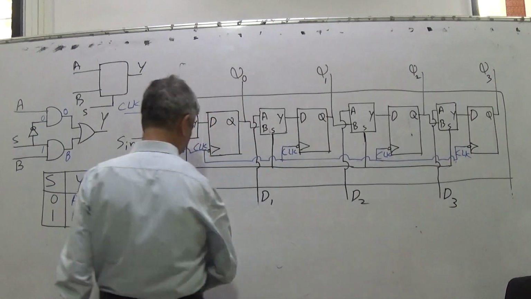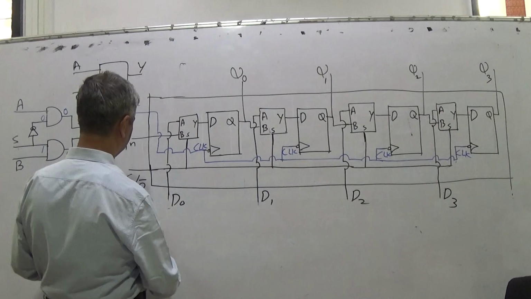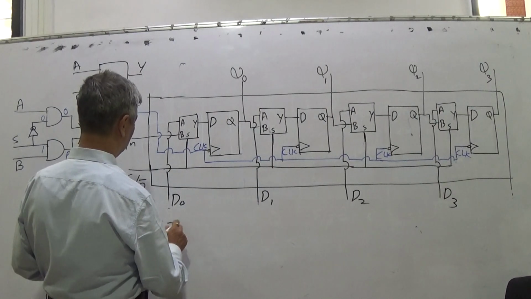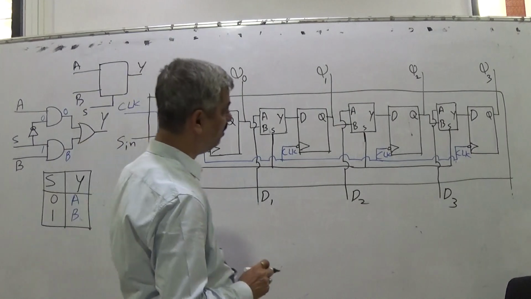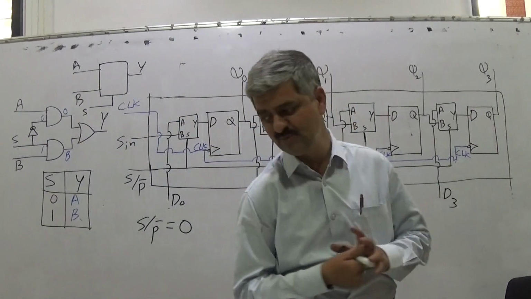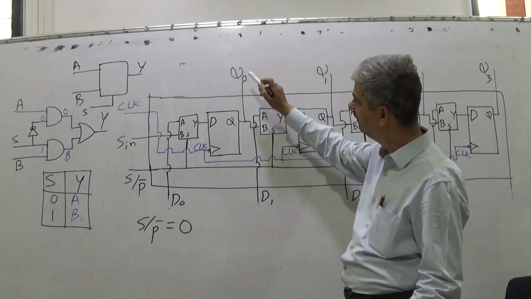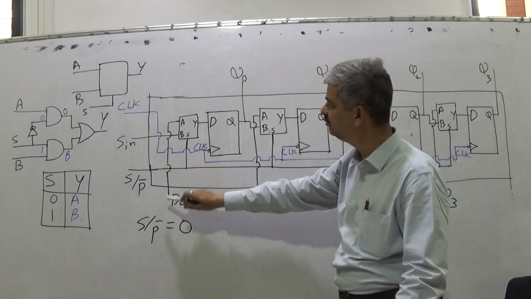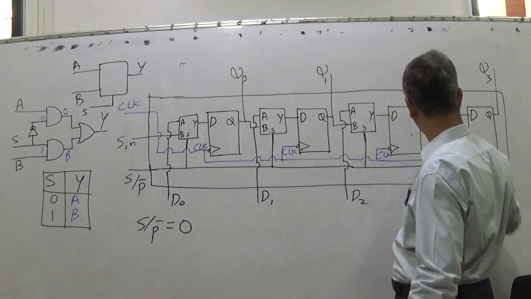parallel mode of operation. So I will select S/P bar equal to 0. When S/P bar equals 0, what would be new Q0? What will be new Q0? D0 will be Q0, D1 will be Q1, D2 will be Q2, D3 will be Q3.